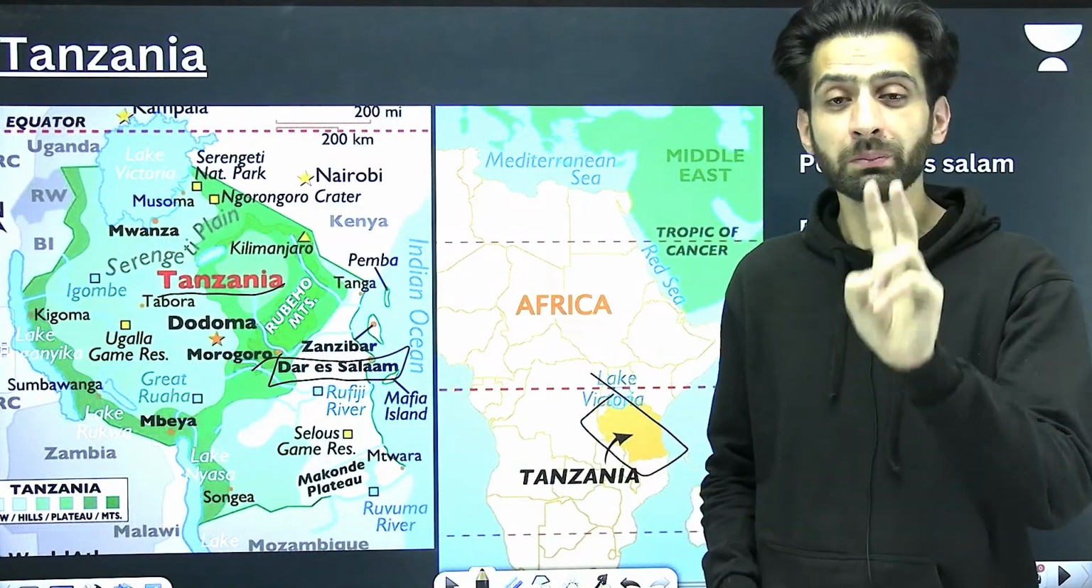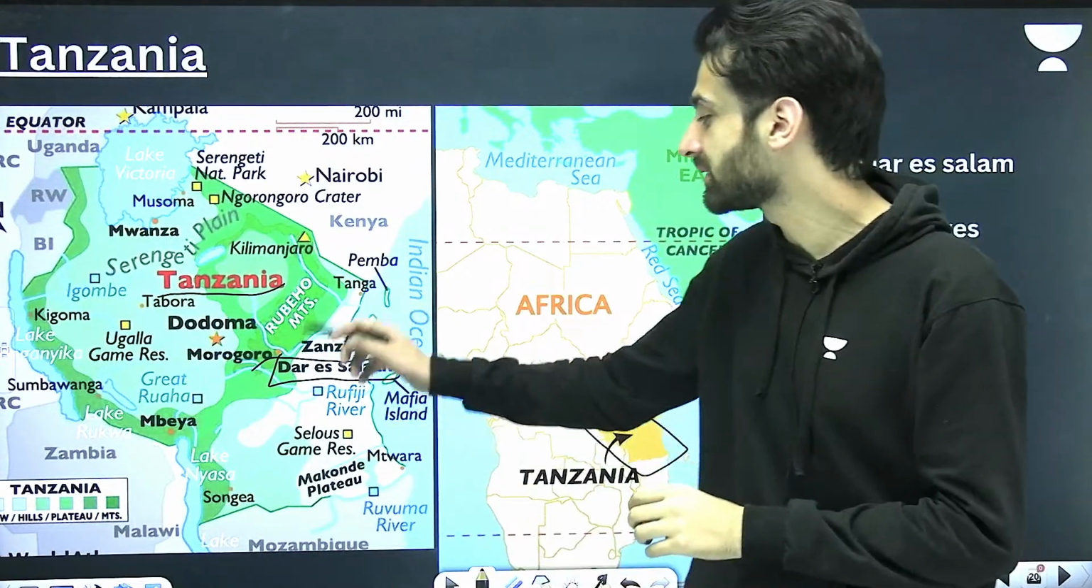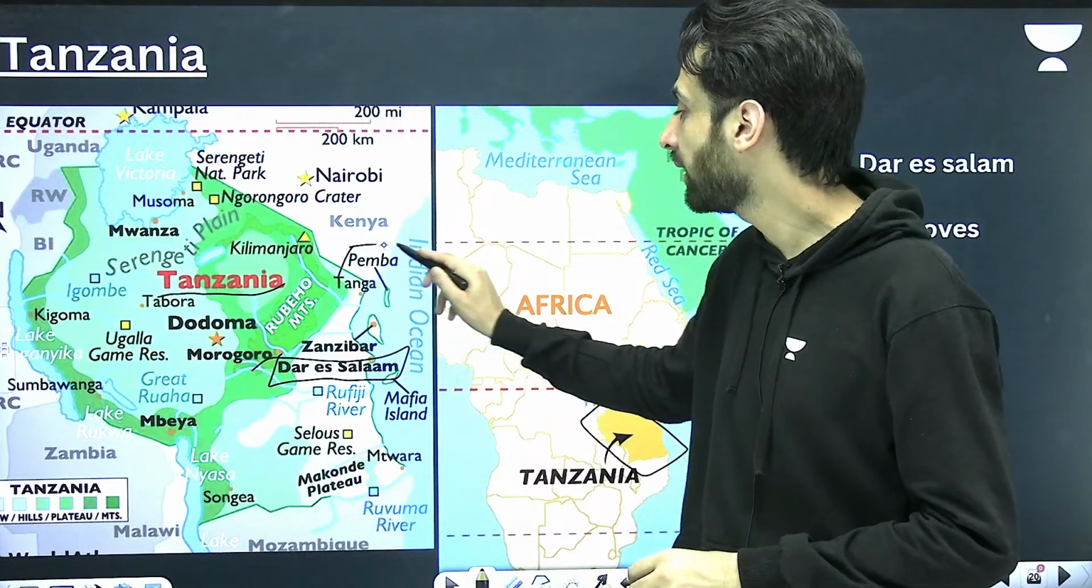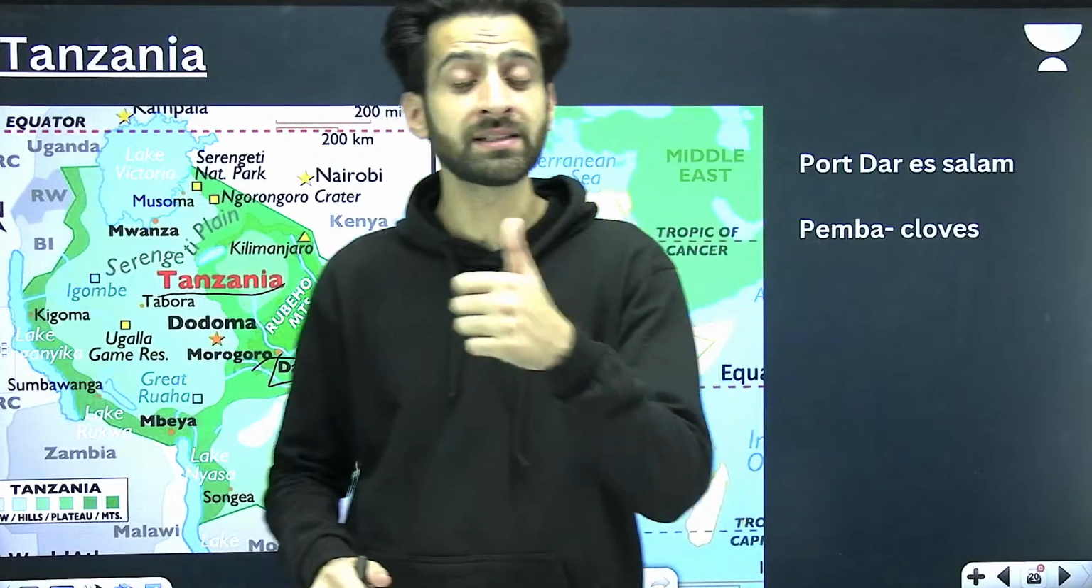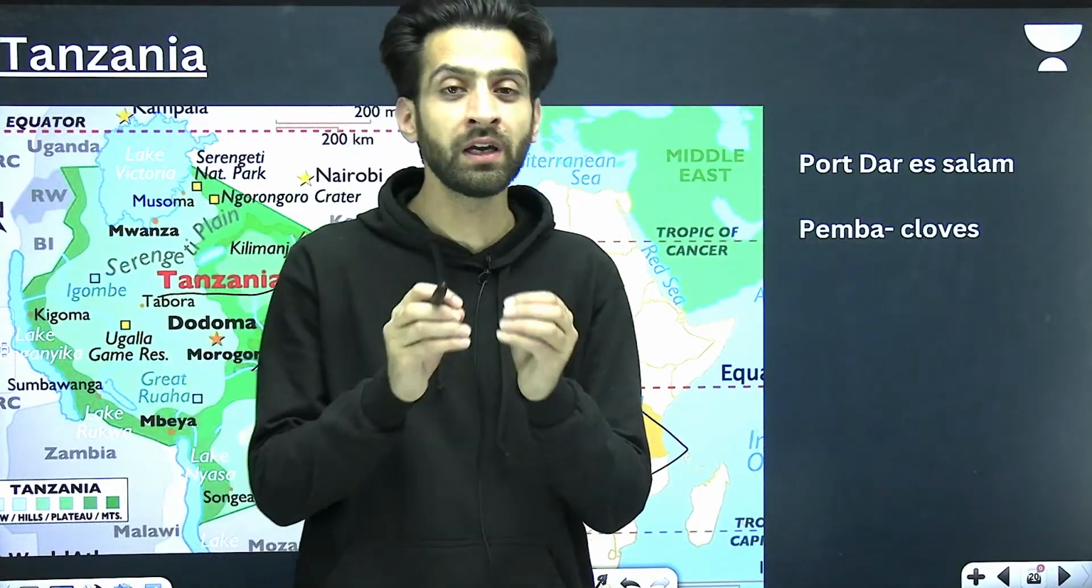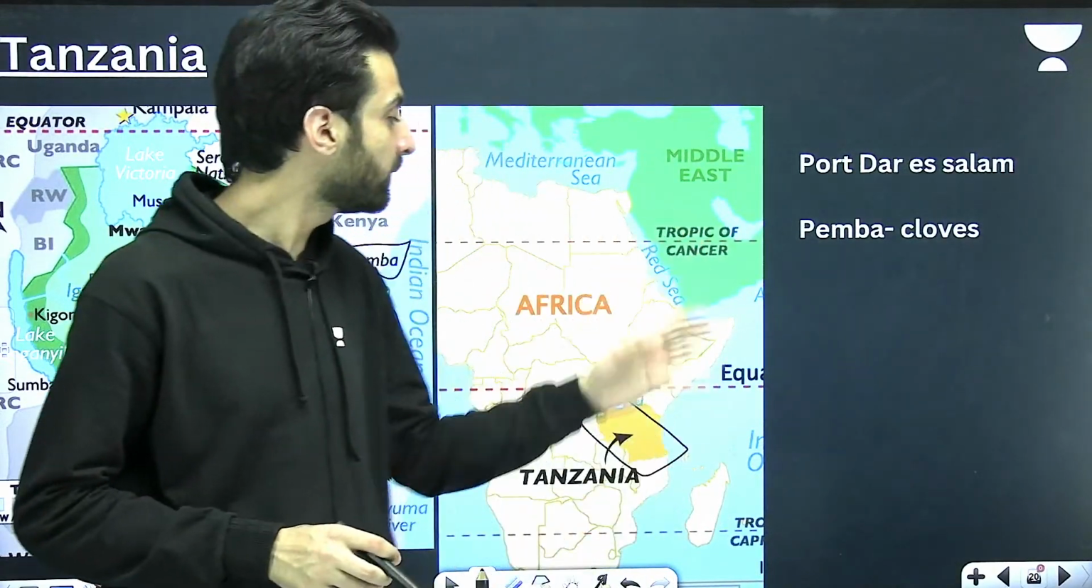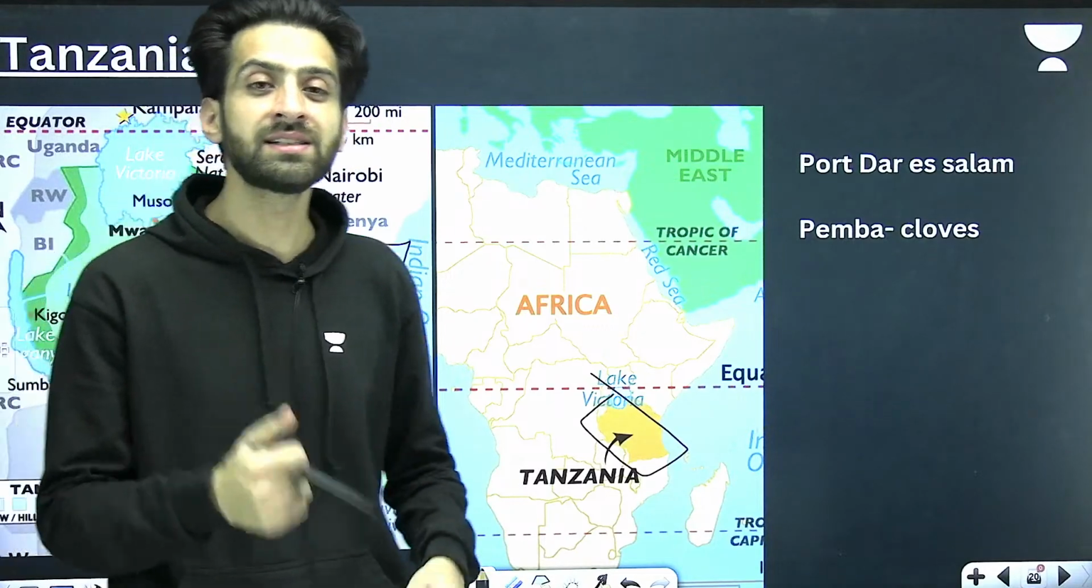But there are two very important islands that are under Tanzania. One is Pemba and another is Zanzibar. Remember the two names, Pemba and Zanzibar. These are in the news way more often than you think. These are always in the news. That is Pemba and Zanzibar.